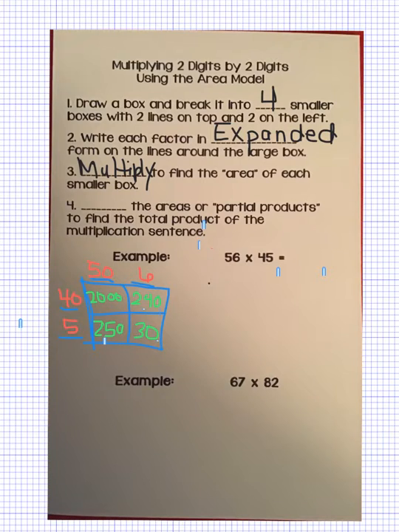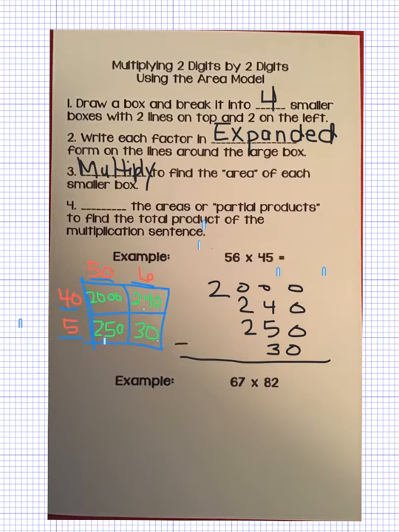All right, so we're going to add these all up. I'm going to take 2,000 plus 240 plus 250 plus 30 and add those all together. Notice that you have to keep them lined up. My ones place needs to be right above my ones. My tens needs to be right above my tens. My hundreds, my thousands. This is where you're going to make a mistake if you get sloppy.